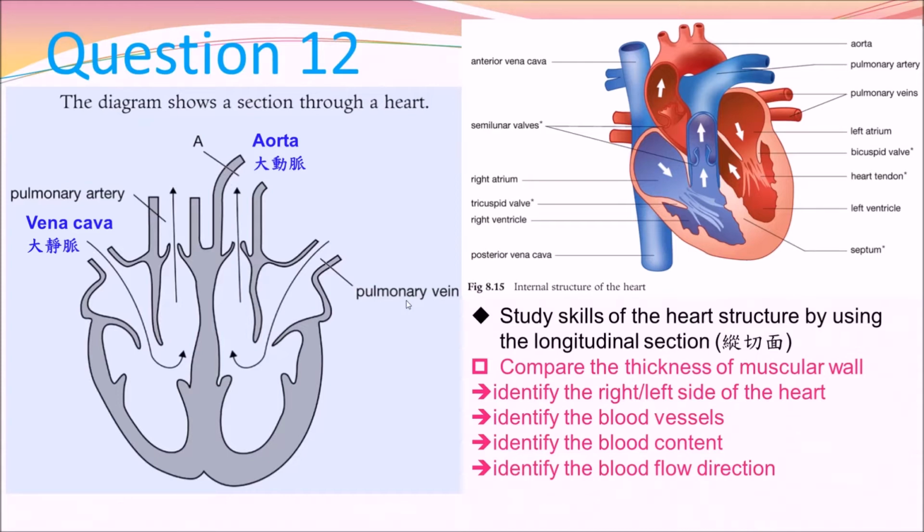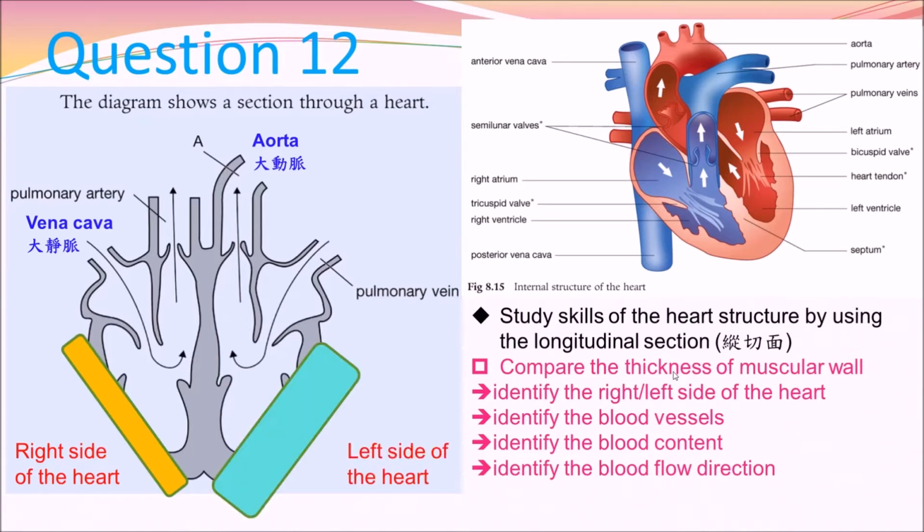But what if you really forget? Pulmonary artery, pulmonary vein, where should they be, on the right-hand side or the left-hand side? I have a method for you. The idea is that we identify the right and left side of the heart by using the thickness of the muscular wall. On the right-hand side of the heart, the muscle wall is relatively thinner than that of the left-hand side of the heart.